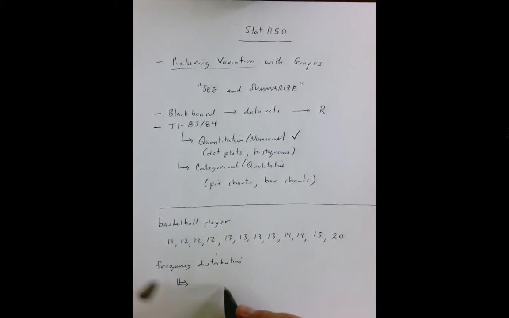But anyway, living with it, what I would first of all do is create a frequency distribution. I would want the points to go on top and then the frequency on the bottom. So I see that we've got an 11, a 12, a 13, a 14, a 15, and a 20. And we can see that 11 occurred one time, 12 occurred 3 times, 13 occurred 4 times, 14 occurred twice, 15 occurred once, and 20 occurred once.